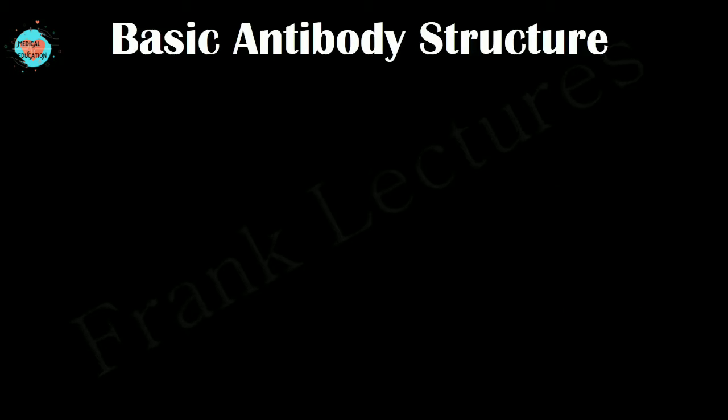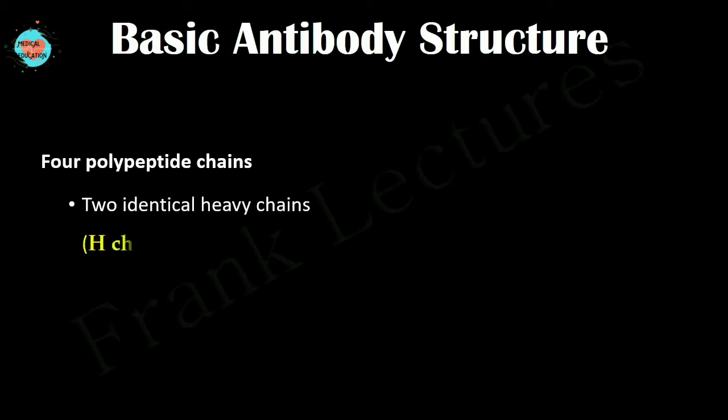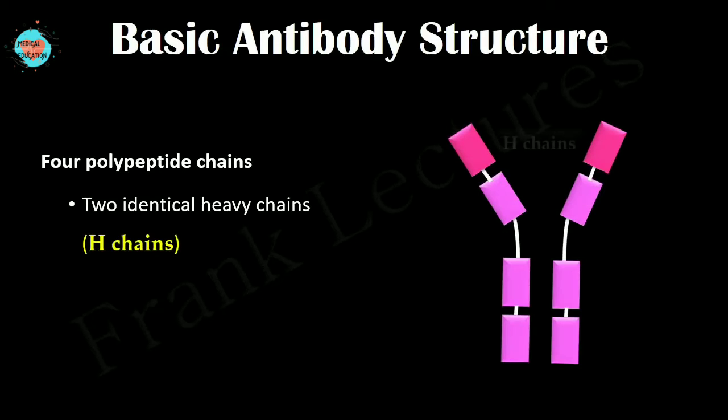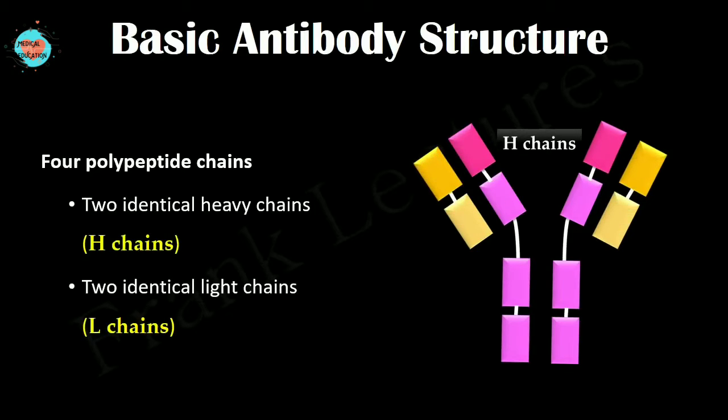All antibodies have the same core structure. It consists of 4 polypeptide chains. 2 identical heavy chains designated as H chains, and 2 identical light chains designated as L chains. As you can see here, heavy chains are the longer ones and light chains are the shorter ones. The terms heavy and light refer to their molecular weights. Heavy chains have more molecular weight than light chains.